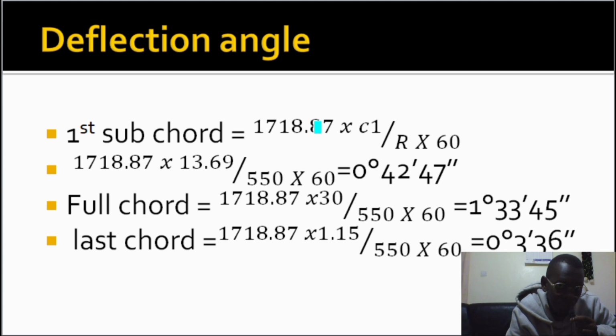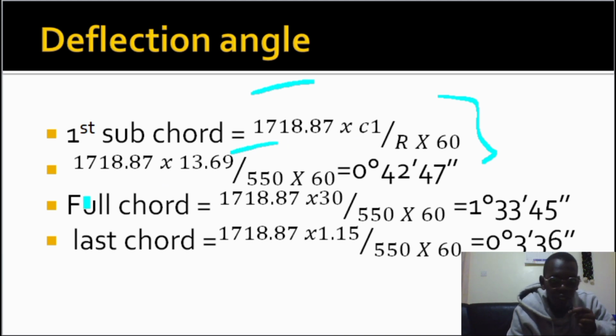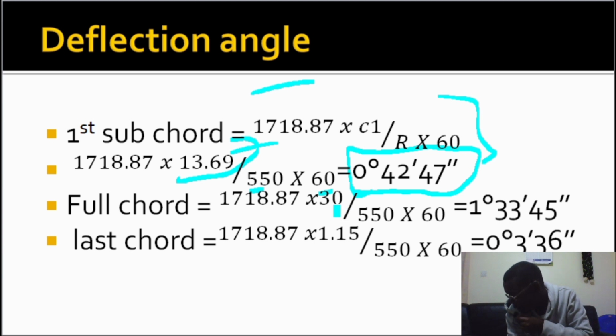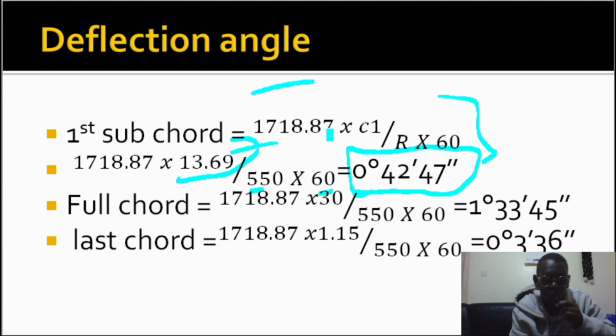By having those values, I go directly to my formulas of calculating the deflection angles. So the first subchord is equal to 1718.85 multiplied by chord 1 over R multiplied by 60. This is just a simple formula found in Rankine's method, or the deflection angle method. By inputting my values there, I'll get my final answer. Here we have the radius. By correct use of a calculator, my final answer becomes 0 degrees 42 minutes and 47 seconds. After calculating this in the calculator, remember to press that button there where we have a pink or red button, in order for us to convert our answer into degrees, minutes and seconds.